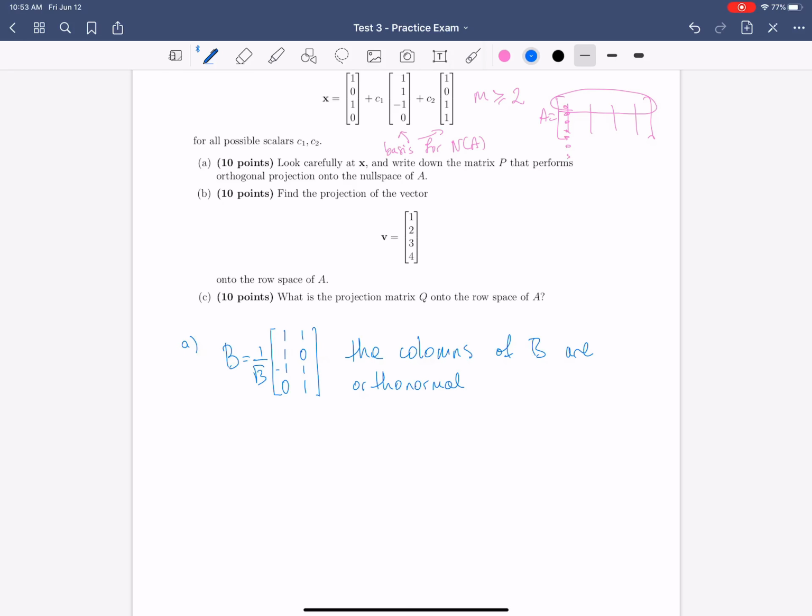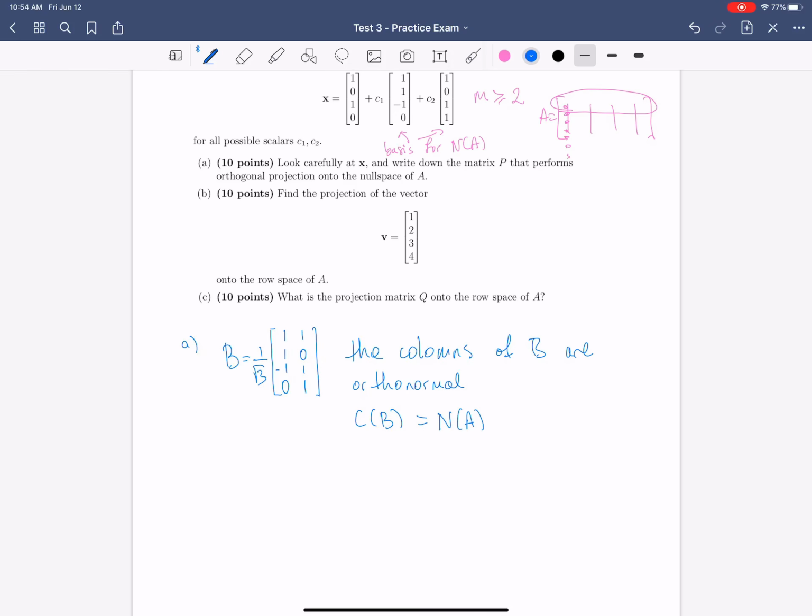By multiplying the columns by some number, I have not changed the space that they span. The space is exactly the same. The column space of B continues to be the same as the null space of A. Just because I multiplied these vectors by a number, it doesn't mean anything.